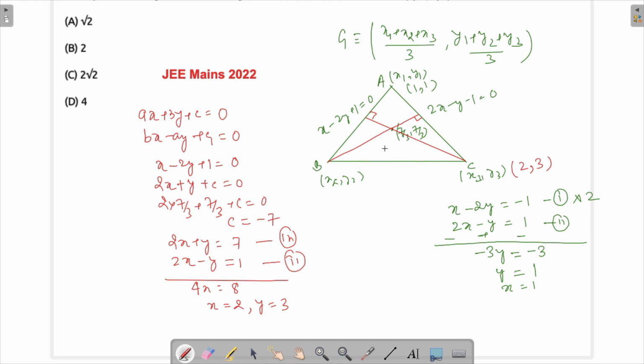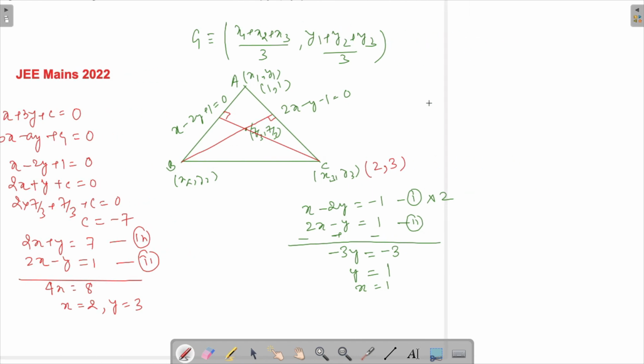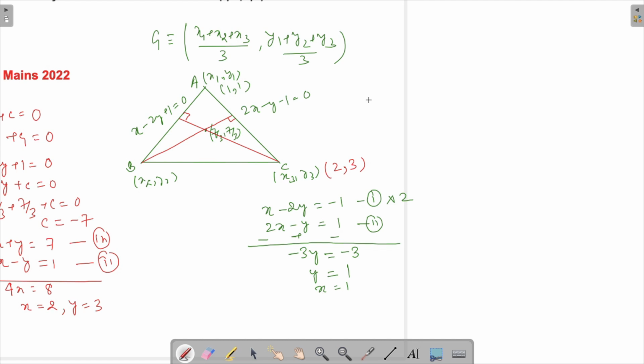Now in a similar way I can find out the equation of the line which is going to be perpendicular to this. So this time it will be x plus 2y plus, let's say, c2 equals to 0. Now this line is going to pass through 7 by 3, 7 by 3. So this will become 7 by 3 plus 2 into 7 by 3 plus c2 equals to 0. Now c2 will become minus 7 again. So this will become x plus 2y equals to 7.